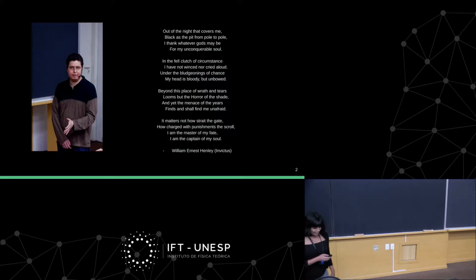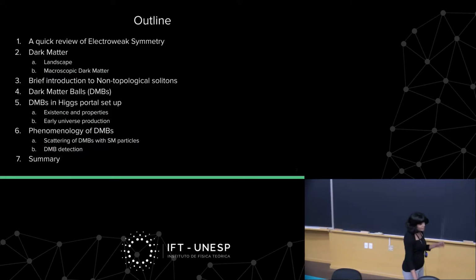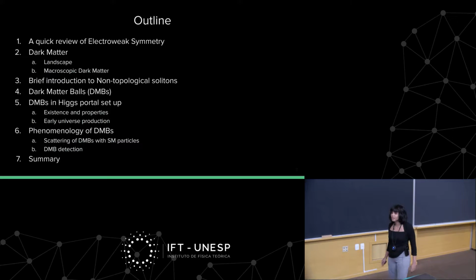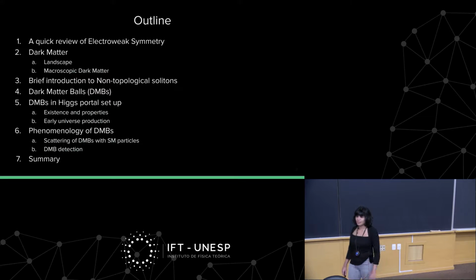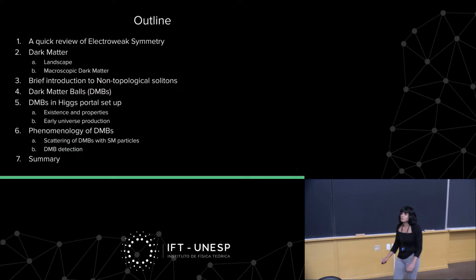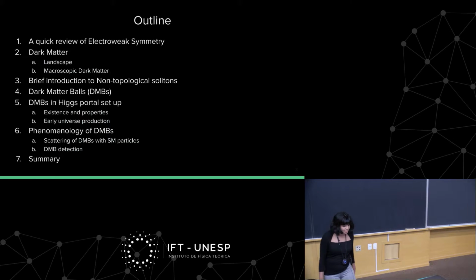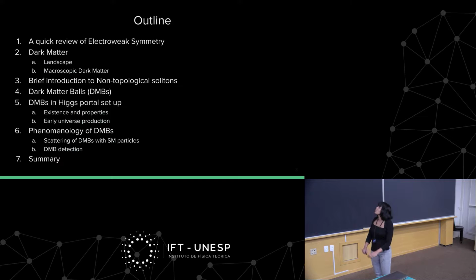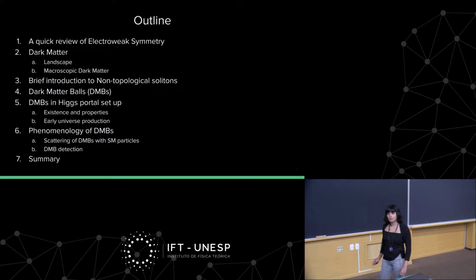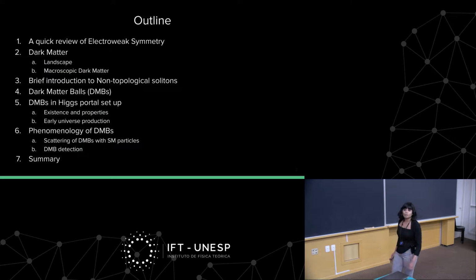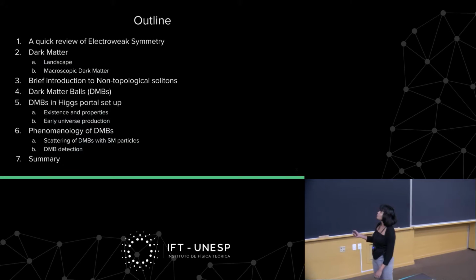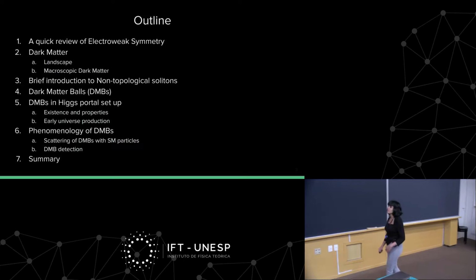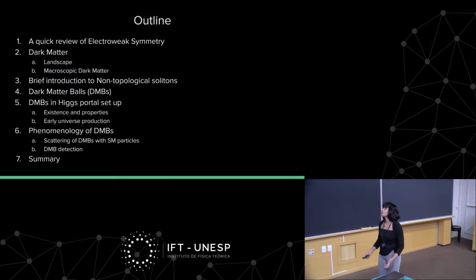All right, so let's dig in. Here's the outline of my talk. First, I will quickly review what we mean by electroweak symmetry, then introduce dark matter and talk about the various possibilities you have for dark matter candidates, and then specifically talk about macroscopic dark matter. The one we want to talk about is what is known as non-topological solitons. We are going to use these non-topological solitons as dark matter balls. I will create them in a Higgs portal setup, discuss their properties, how you keep them stable, and how you produce them in the early universe, and then briefly discuss their phenomenology.